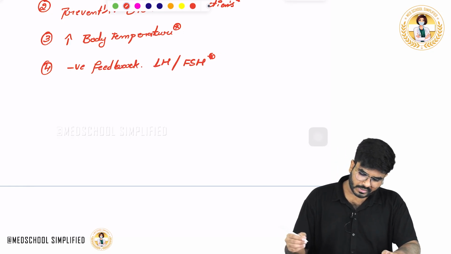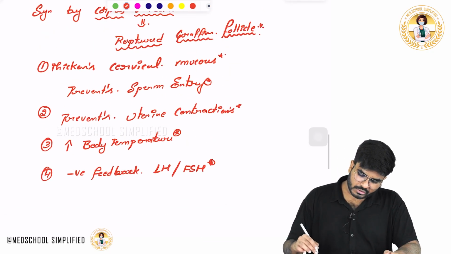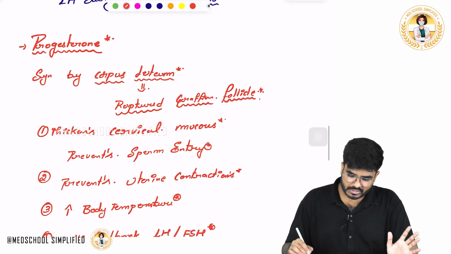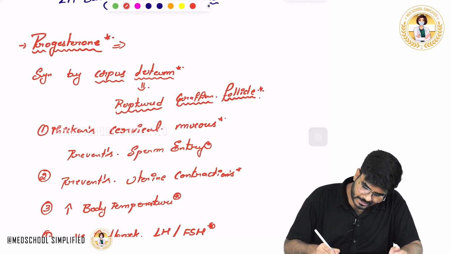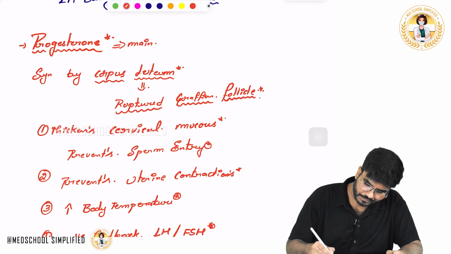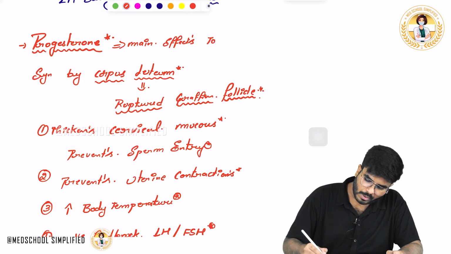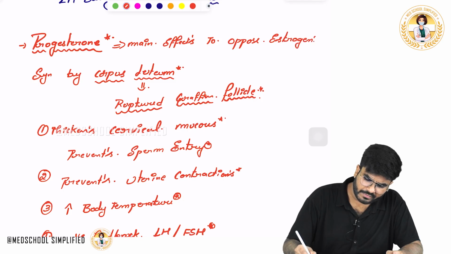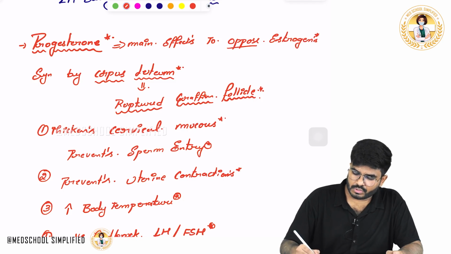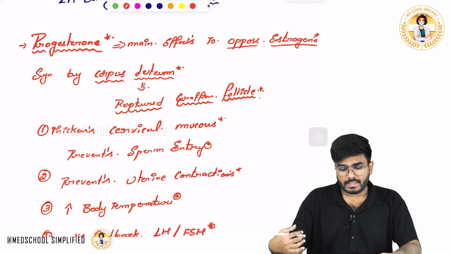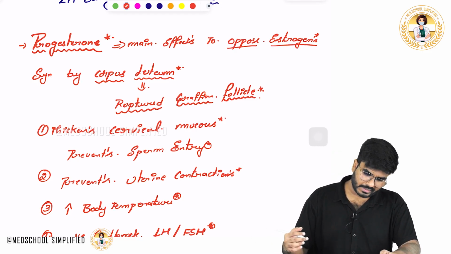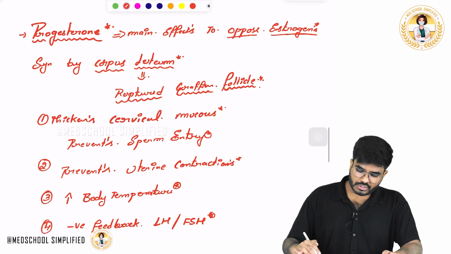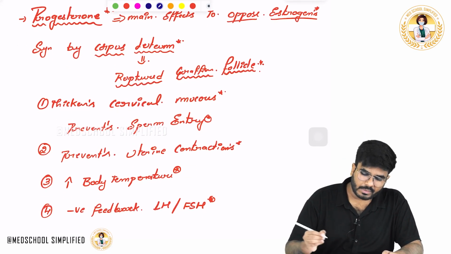Okay, these are some important things. I want you to know that estrogen and progesterone effects are a little opposite. Progesterone, its main effect is to oppose estrogens, and mainly it favors the pregnancy. Okay, it favors the pregnancy. Here what else I want you to know is progesterone is coming from the corpus luteum.